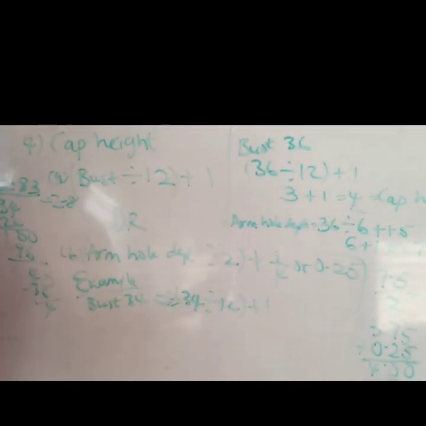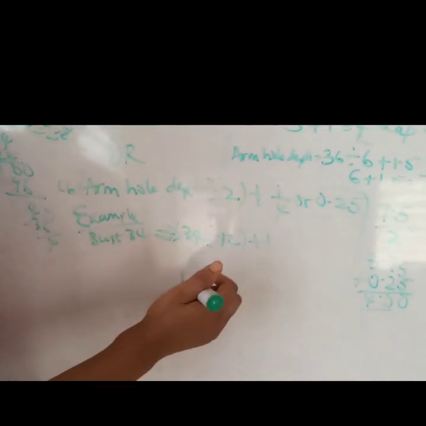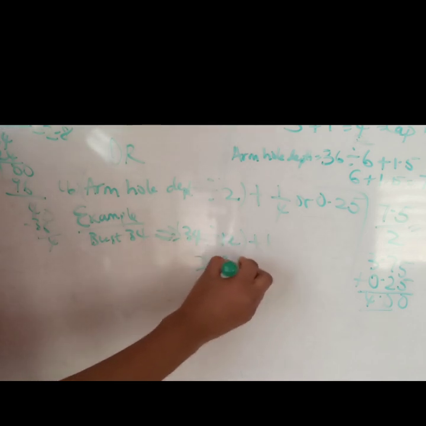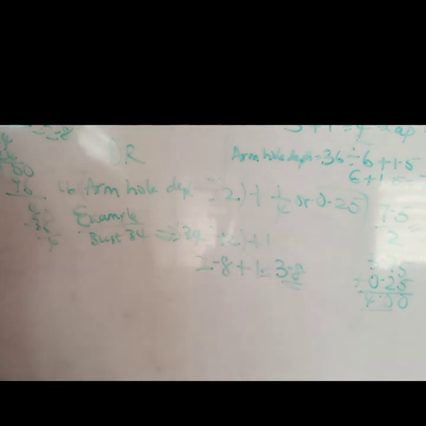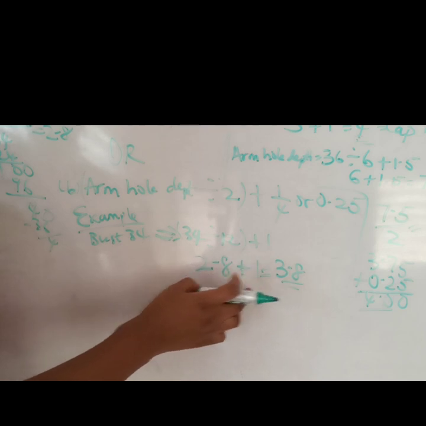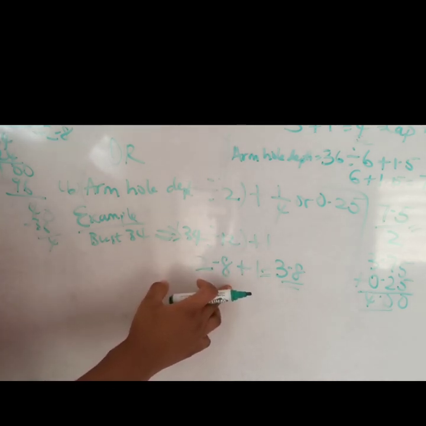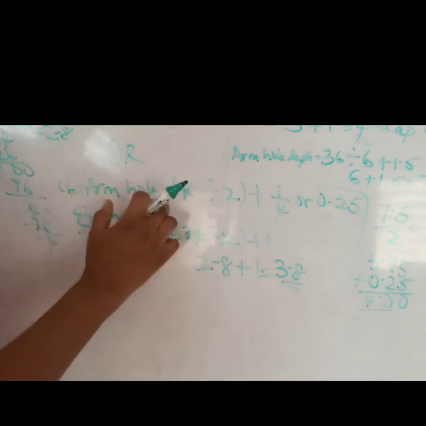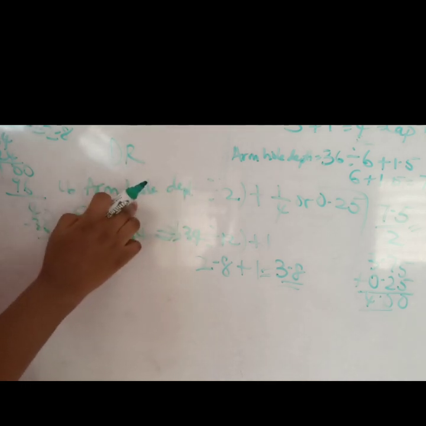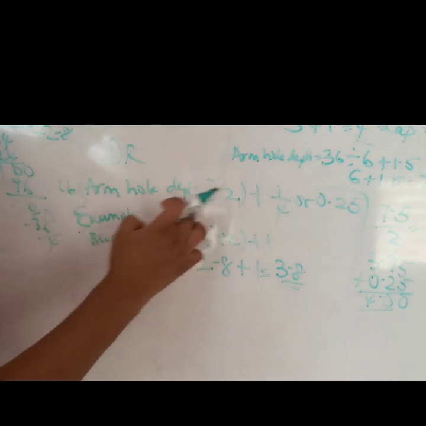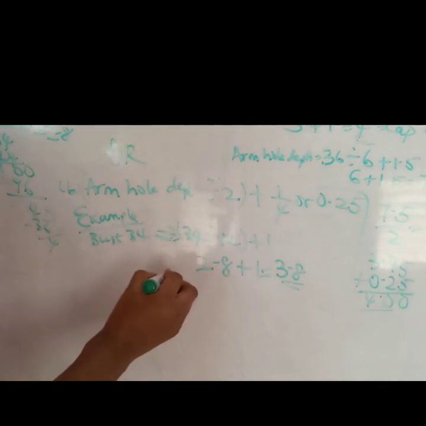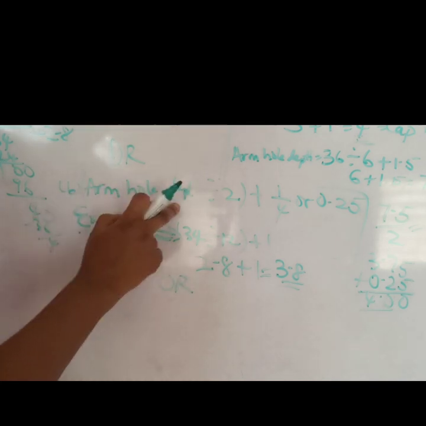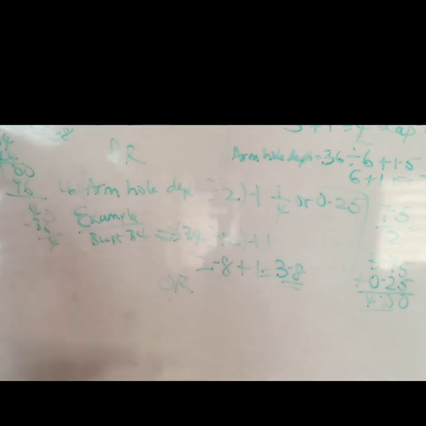So 34 divided by 12 is 2.8, plus 1 is a whole number, so you have 3.8. So if you do not want to do it like this, another formula you can use is the armhole depth divided by 2. So this one is bust divided by 12 plus 1. The second formula is armhole depth divided by 2 plus 1 over 4.